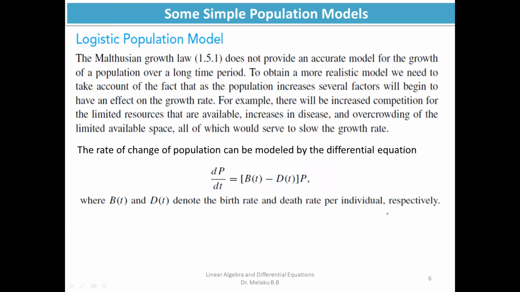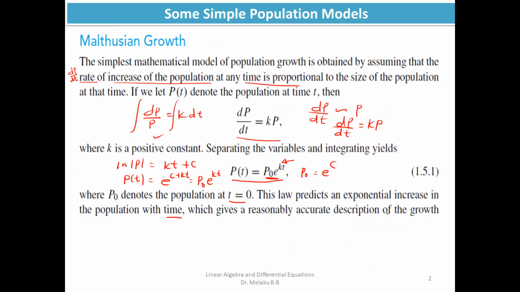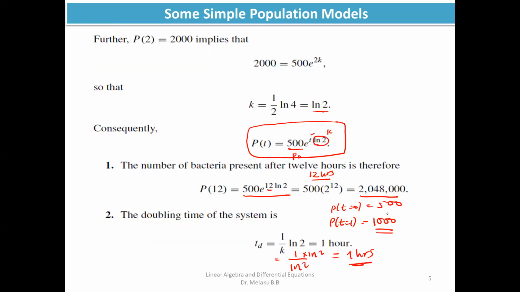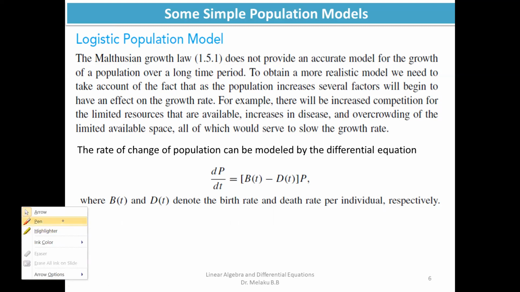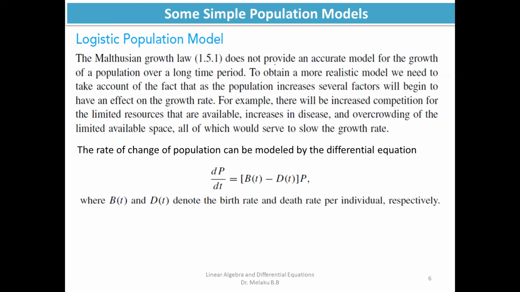This is an easy question. But this Malthusian growth might not be realistic. Therefore, we need to find a more realistic model, like the logistic population model. This logistic population model is more realistic than the Malthusian. Why? The Malthusian growth that we have discussed doesn't provide an accurate model for the growth of a population over a long period of time.